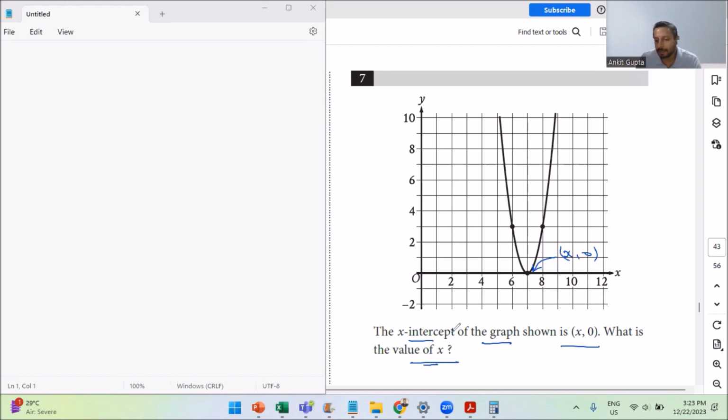Now, what is the x-intercept? The x-intercept is the point where the line meets the x-axis. That means the value of y will be equal to 0, which is what is given to us. And we need to find the value of x. So if you look at this graph, this value is 6, this value is 8, and the distance is actually similar. So that means this value will be 7. So the value of x, or the x-intercept of this line, will be 7, 0. So the answer will be 7 in this case.